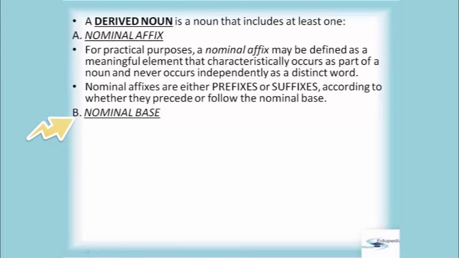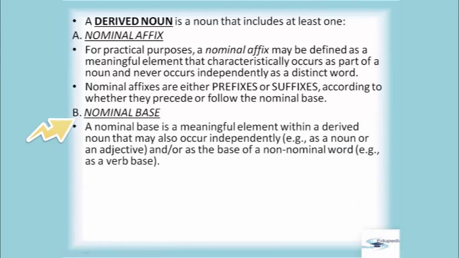Next one, we have the nominal base. A nominal base is a meaningful element within a derived noun that may also occur independently, for example as a noun or an adjective, or as the base of a nominal word, for example as a verb base.